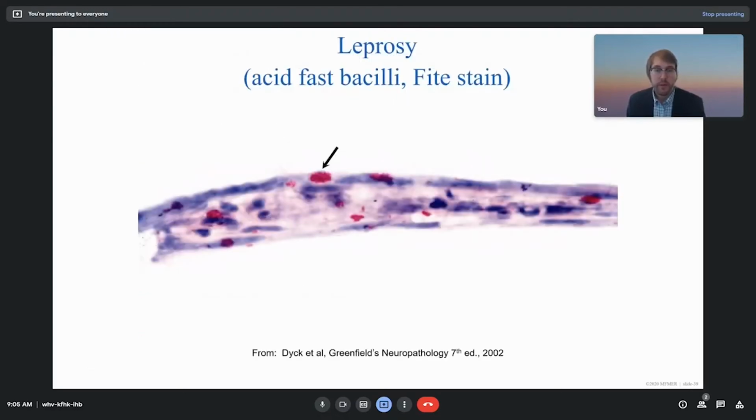Here's a photomicrograph of the leprosy organism inside of a nerve, and you can see these red organisms that are staining.